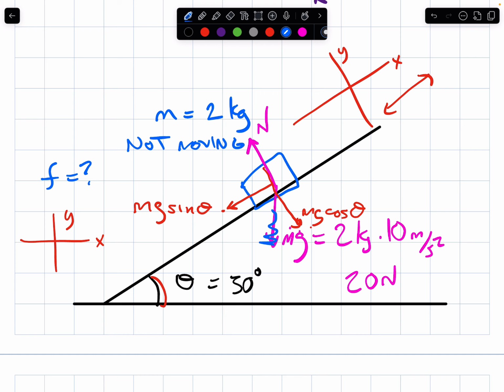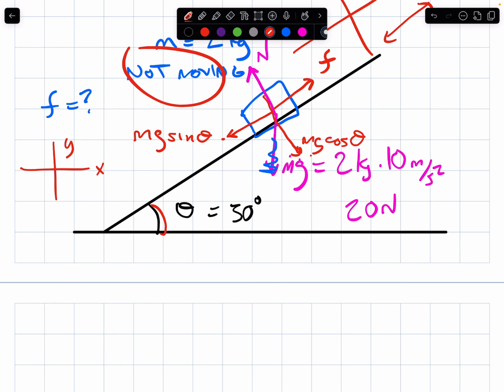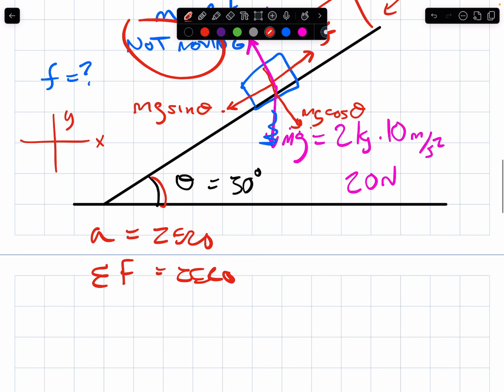And so friction is parallel to the surface. To keep the box from slipping down the incline, friction is acting upward. And again, this is static friction because the box is not slipping. If the box is not moving, once again, that means the acceleration is 0. That means that the net force on the box is 0. And that means that this frictional force is going to be equal to mg sine theta.